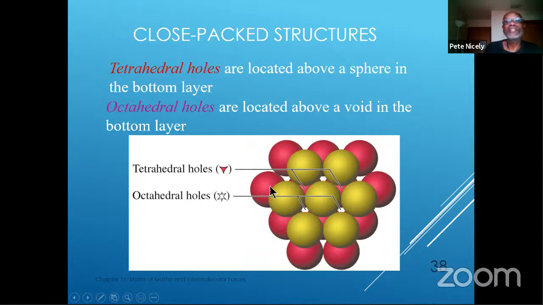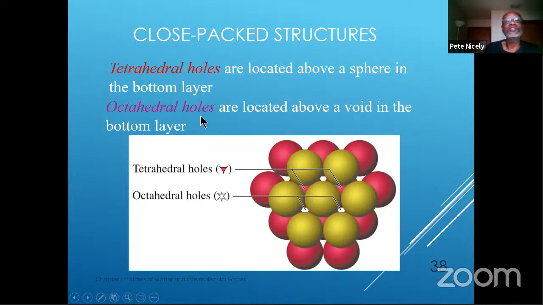Now, in order for us to do that, we have to make a distinction between what are known as the tetrahedral holes and the octahedral holes, all right? Basically, when the other layer is placed, here we have the first layer, which would be the red spheres, and then we put the other layer above it. You're going to identify these 2 different types of holes. So the tetrahedral holes are the ones that are located above a sphere in the bottom layer, which would be here, here, and here in this particular diagram.